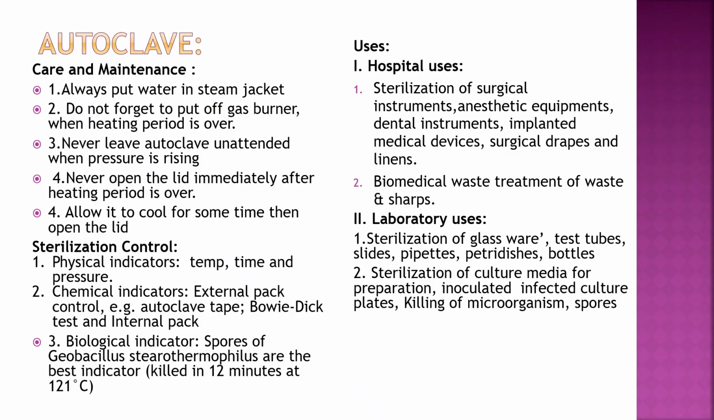Sterilization control: physical conditions like temperature, time and pressure. Chemical indicators like external pack control, that is autoclave tape, or Bowie-Dick test or internal pack. The biological indicator: spores of Geobacillus stearothermophilus are the best indicator, in which the spores are killed in 12 minutes at 121 degrees Celsius.